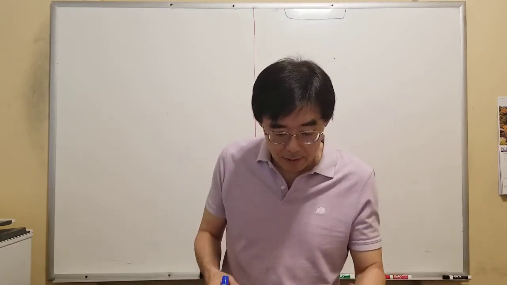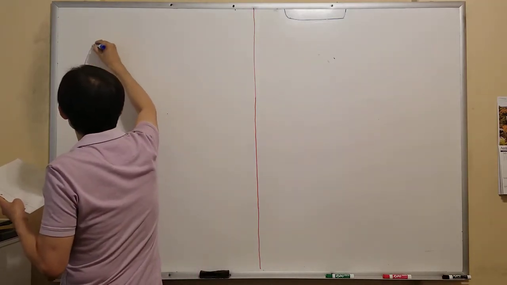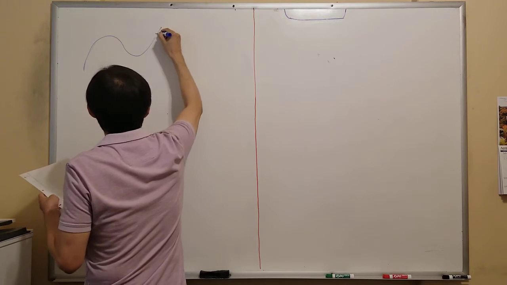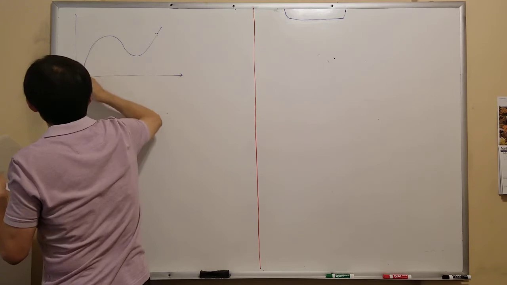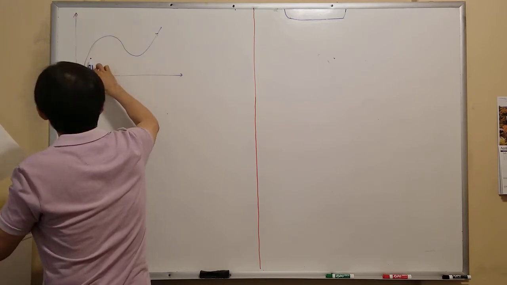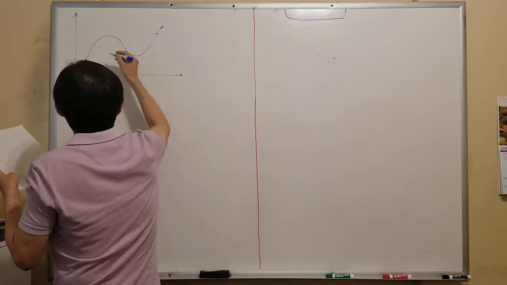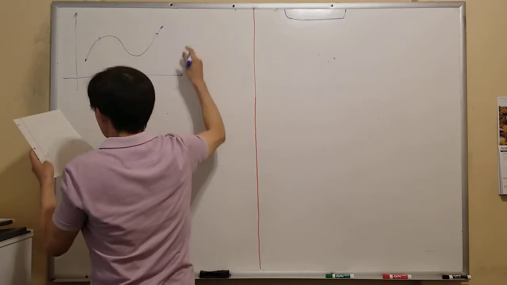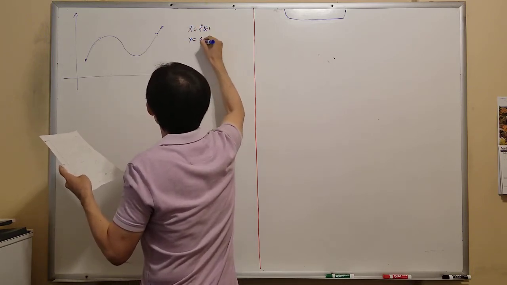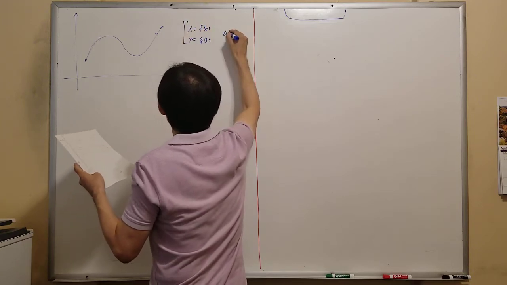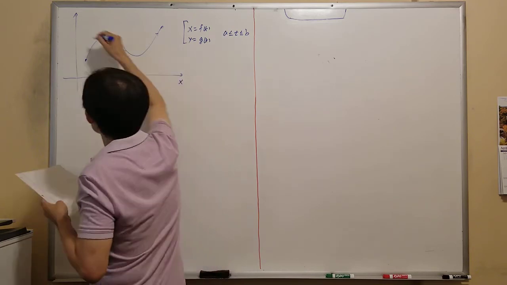Now let's say this is a curve represented by a parametric equation. This is the x-axis, this is the y-axis. This corresponds to t equals a, t equals b, moving like this. Let's say you have x equals f of t, y equals g of t, and t runs between a and b. So this is the xy plane.